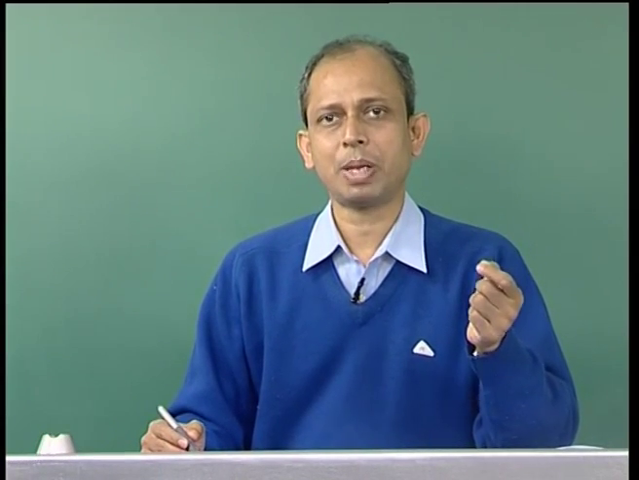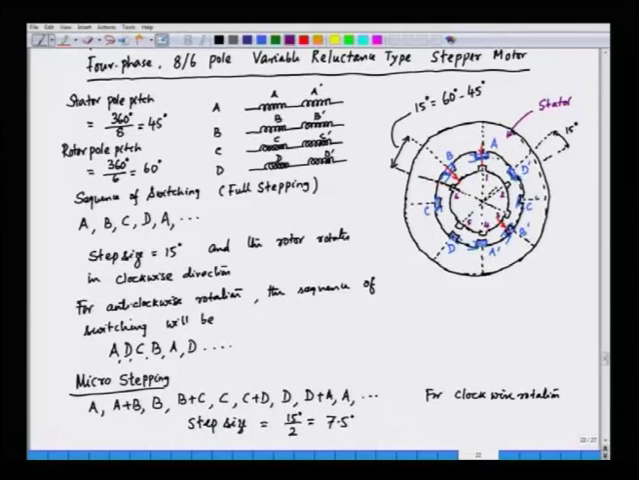Similarly, B and B prime. If you see here, A and A prime are diagonally opposite, and these two are series connected, in the sense that this is phase A and A prime is series connected here. Similarly, we have B and B prime, they are also diagonally opposite, salient poles having concentric windings, the windings are wound over the stator pole, and they are also series connected. B and B prime are series connected, and we call it phase B.